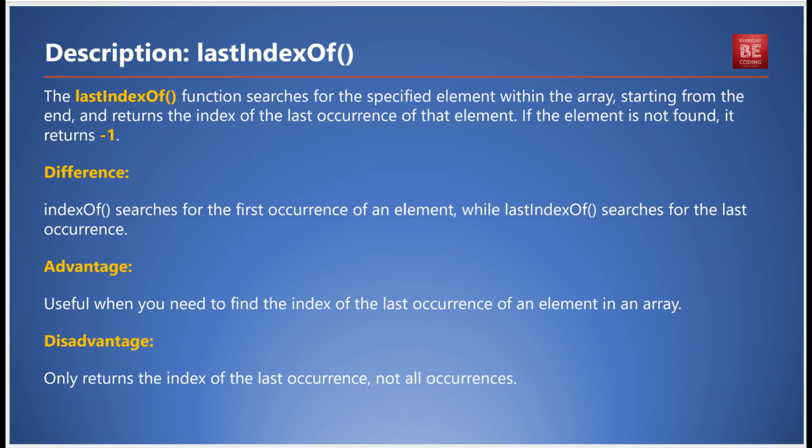The key difference is that when the from index is omitted, the search starts from the end of the array, not the beginning. So the LastIndexOf function begins scanning the array from the end and returns the index of the last occurrence of the element you're searching for. If the element is not found, it returns -1. It's especially useful when you need to find the index of the last occurrence of an element in an array. However, like IndexOf, it only returns the index of the last occurrence, not all occurrences.